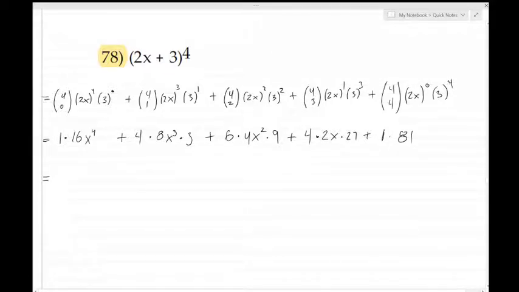Okay, so the last step will be to just simplify: 16x to the power 4, plus 4 times 8 is 32, 32 times 3 will be 96. Plus, let's maybe try to spread it out so I can write it right below the work. 6 times 4 is 24, times 9 will be 216, x to the power 2, plus 4 times 2 is 8, 8 times 27, again 216 times x, plus 81, and that will be the expansion for 2x plus 3 to the power 4.